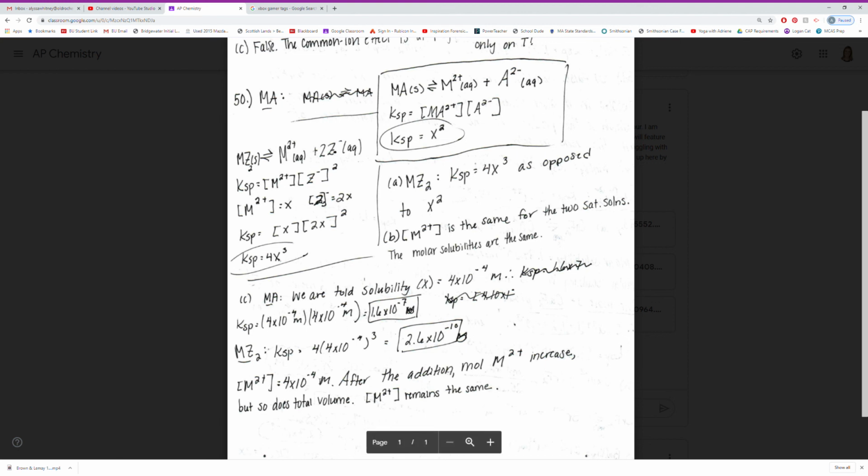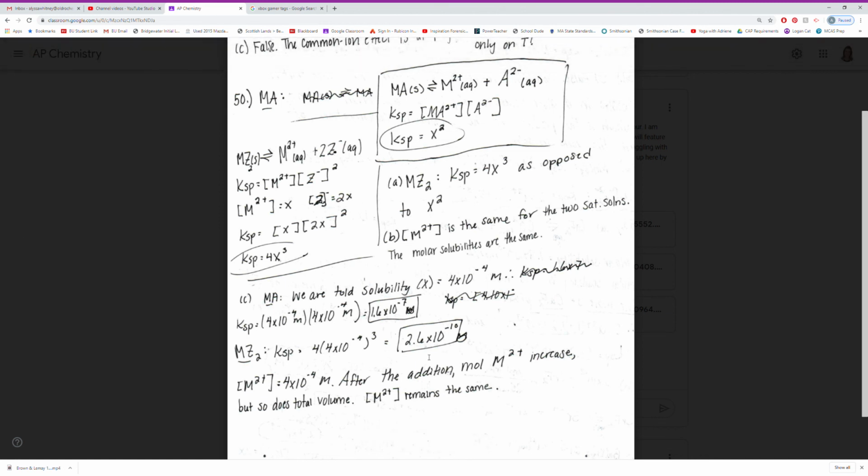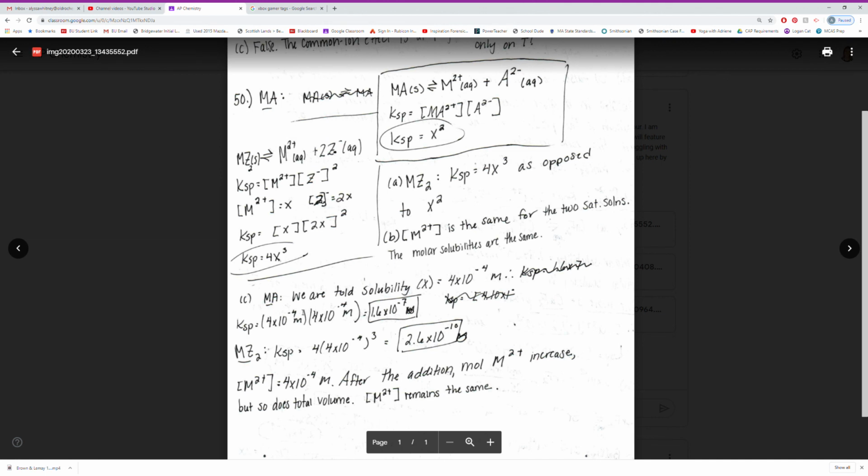M2+ is 4 times 10 to the negative fourth molar. After the addition, the moles of M2+ increase, but so does the volume. And so in this case, M2+ actually is just going to remain the same.